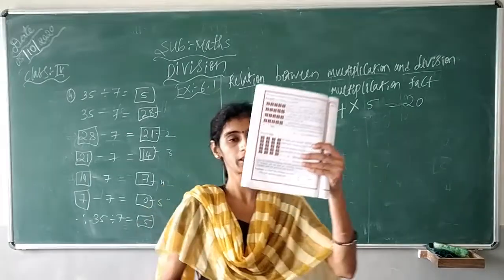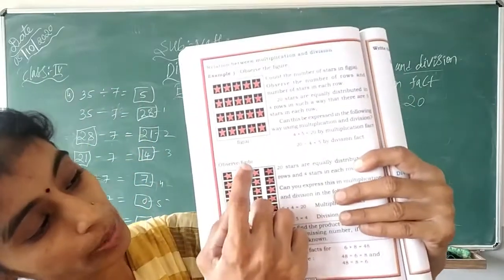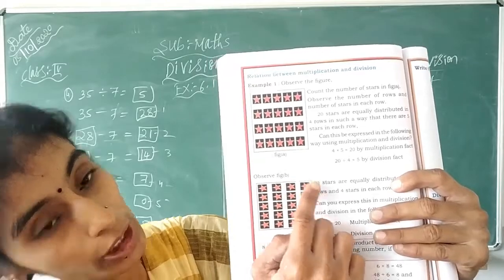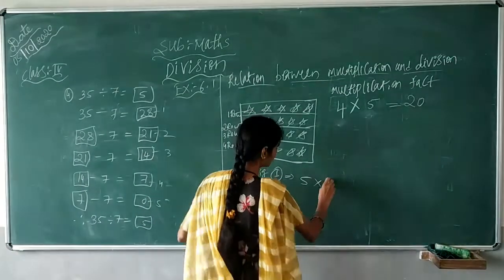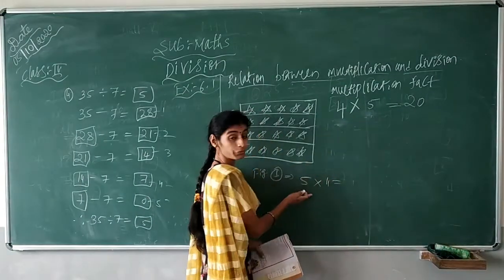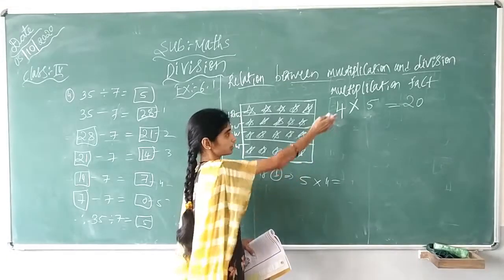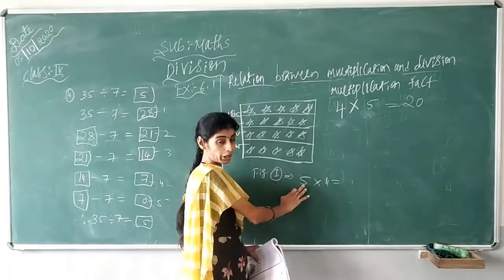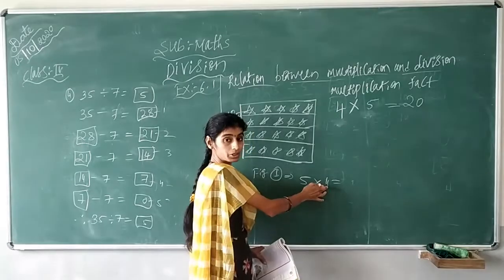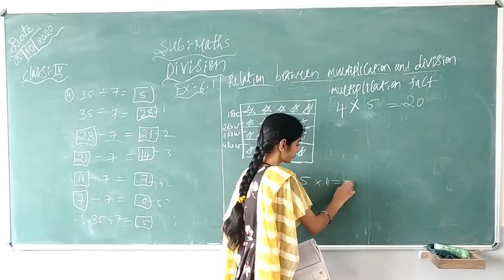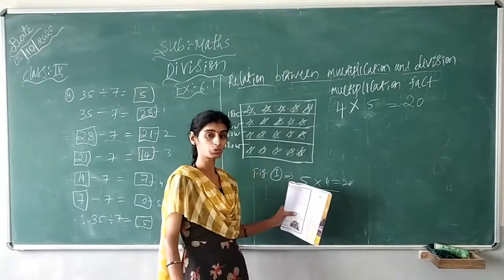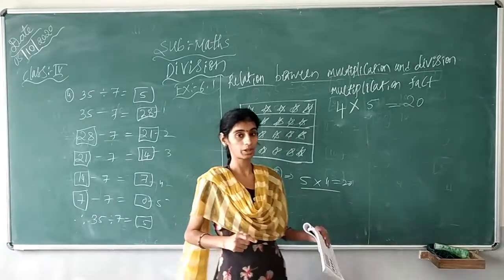So figure B has 5 rows. Then how many are there in each row? Please count. Each row, how many stars? 1, 2, 3, 4. So each row has 4. So now the multiplication fact is going to change. This is figure A. In figure B, 5 rows are there and each row has 4 stars. So now your fact will change to 5 into 4. So you have to see the figure and then write.